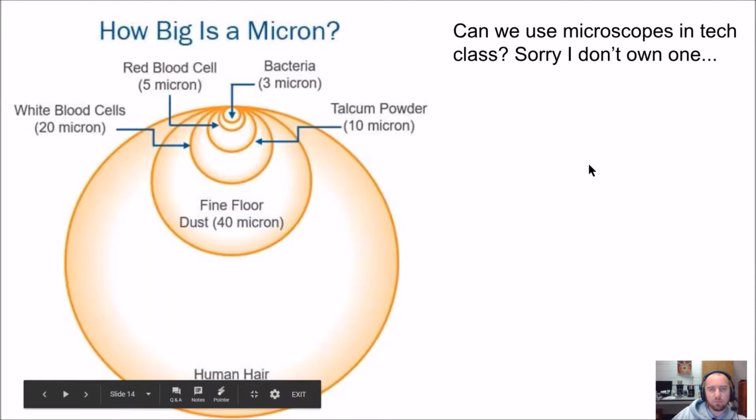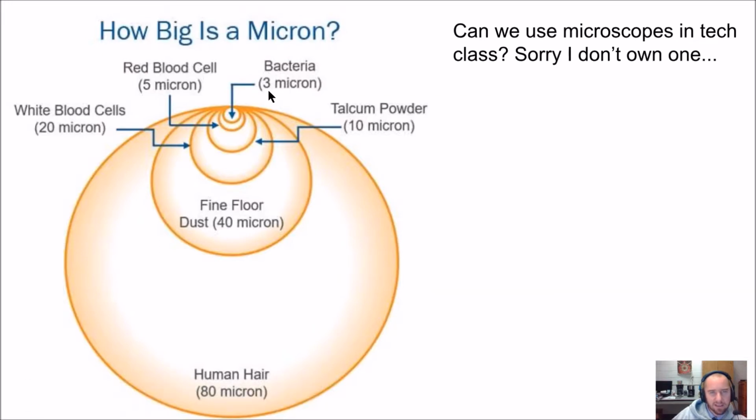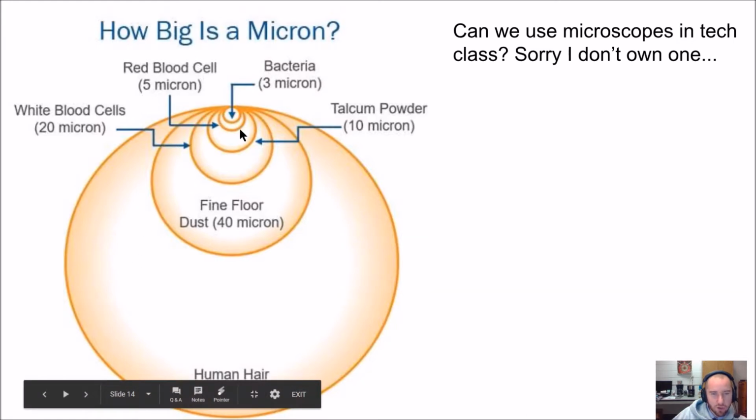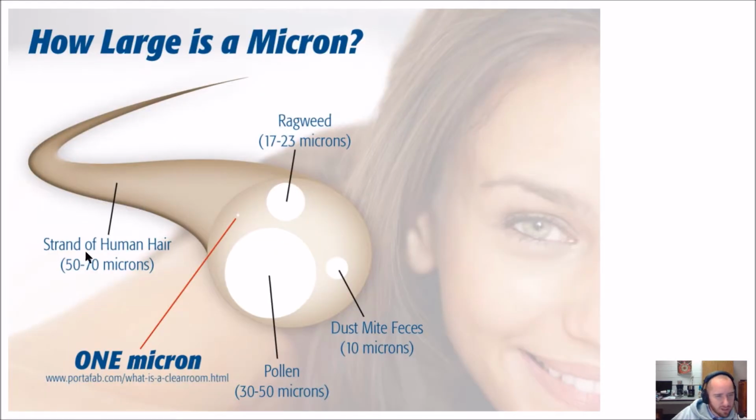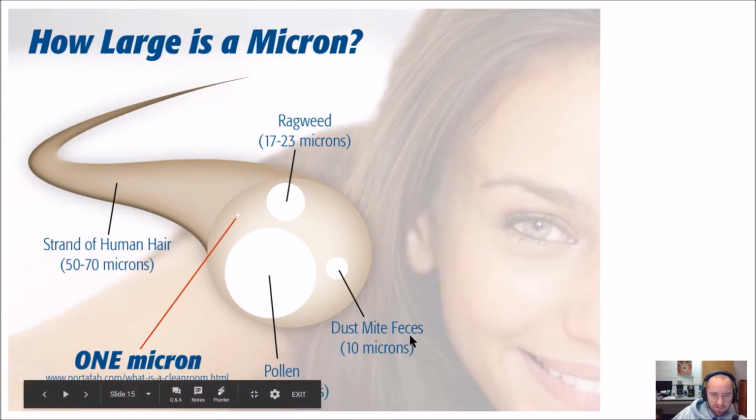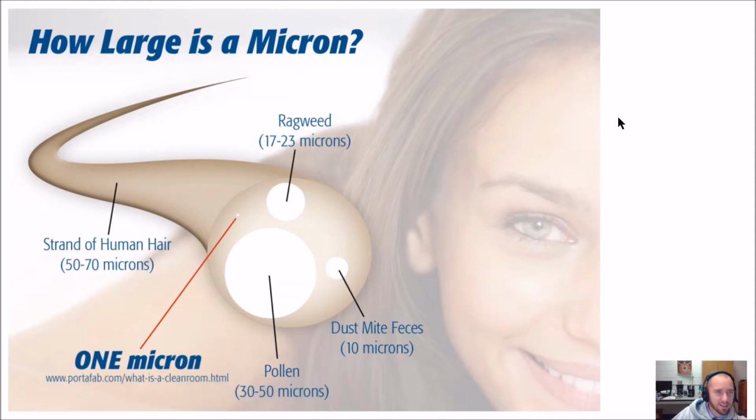I went and found some cool pictures for you to see. Apparently a bacteria is 3 microns. Red blood cell is 5 microns. This is the size of dust. And here is the size, the thickness of human hair, this giant thing. You can see that in this picture. Here's the strand of human hair. This is ragweed and dust mite feces and pollen. So all things that are being measured in microns.